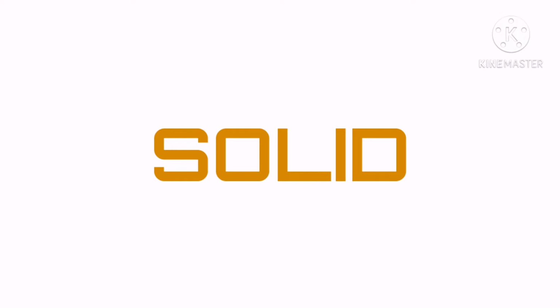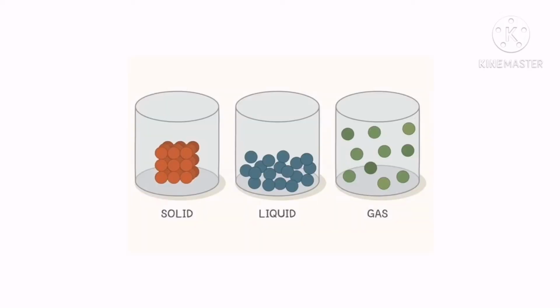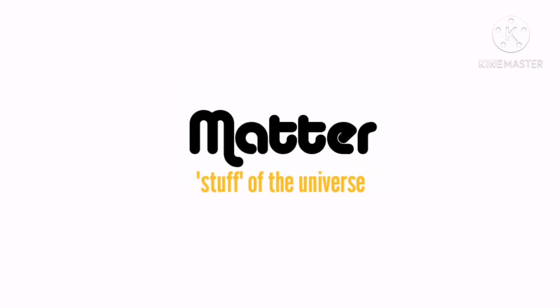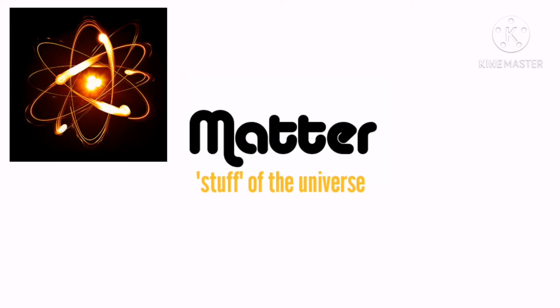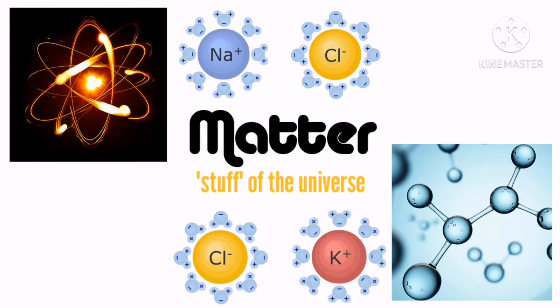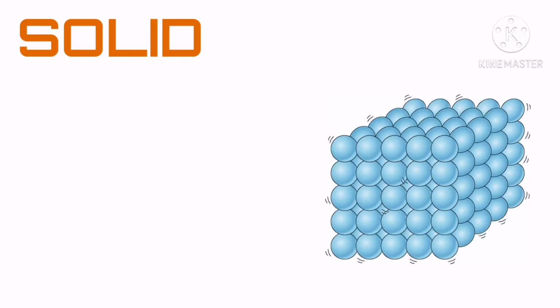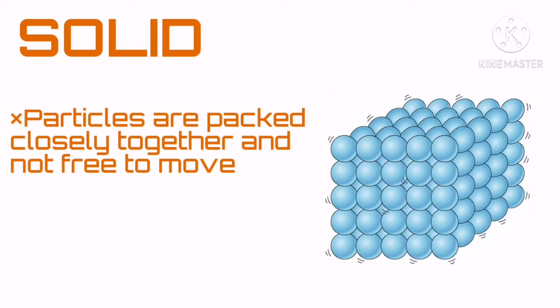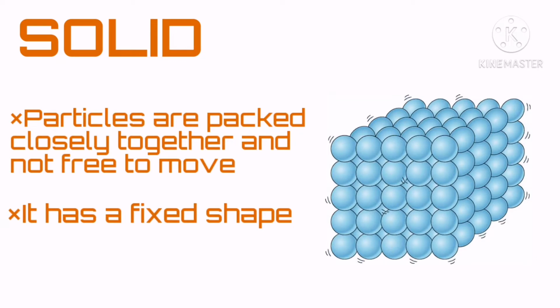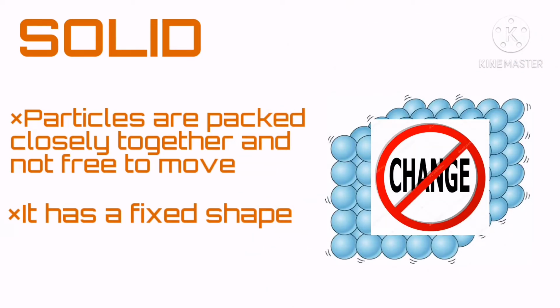Basically, as we all know, solid is one of the three main states of matter, along with liquid and gas. On the other hand, matter is the stuff of the universe, the atoms, molecules, and ions that make up all physical substances. In a solid, these particles are packed closely together and are not free to move about within the substance. Therefore, solids have a fixed shape that is difficult to change, unlike the other states of matter.